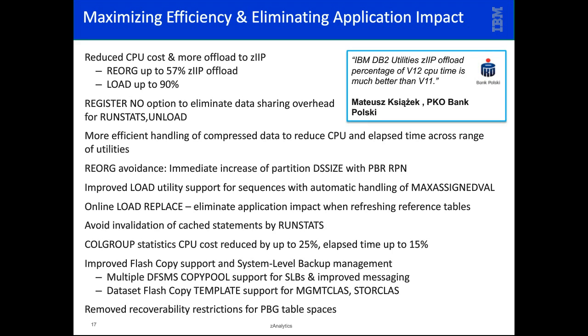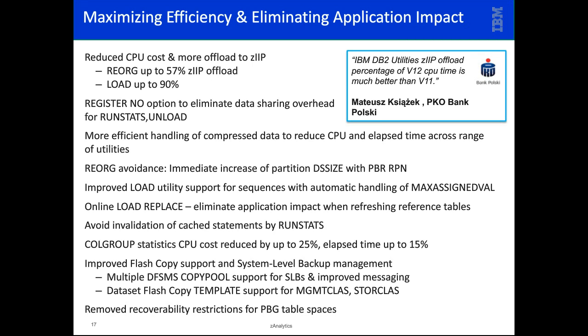If we look at this quote from this bank during our beta, it says the IBM DB2 Utilities zIIP offload percentage of DB2 12 CPU is much higher than in DB2 11. So this shows you that our strategy is right and we want to help you. REORG avoidance. You don't have to do it if you can get an immediate increase of the partition dataset size with a relative page number page set, that is there today. Unload, load, replace, and so on. Let's go to the next slide.